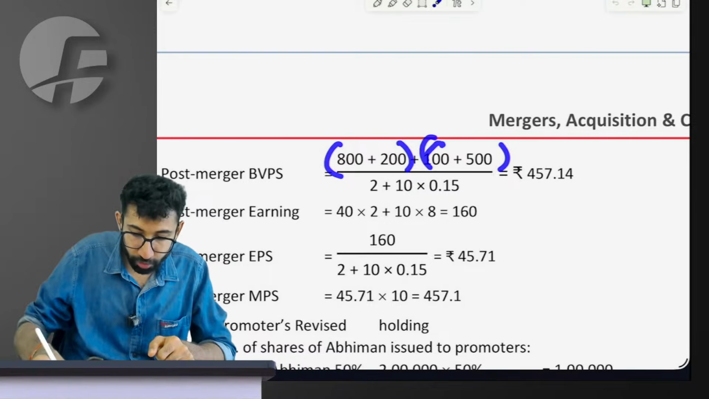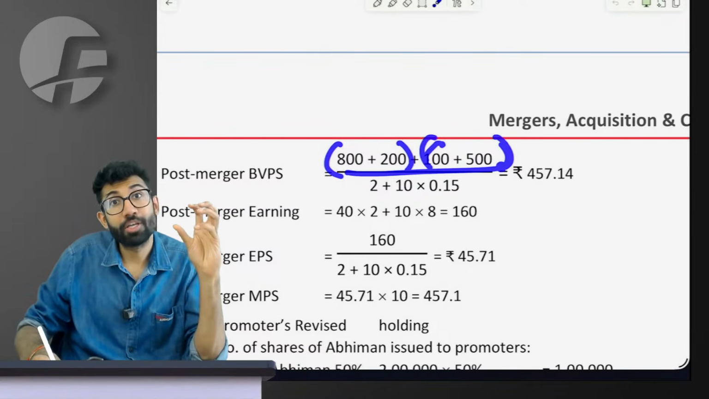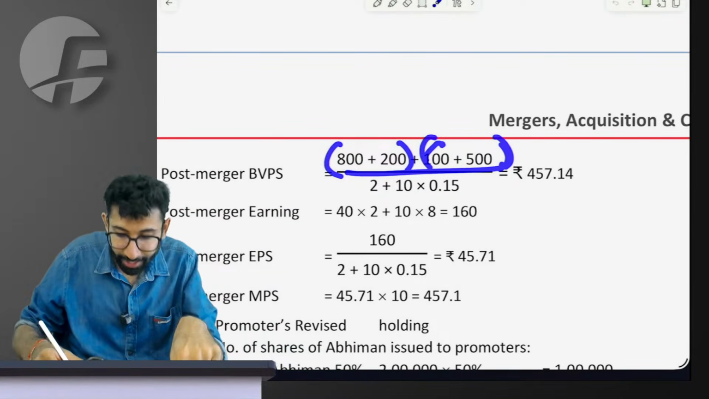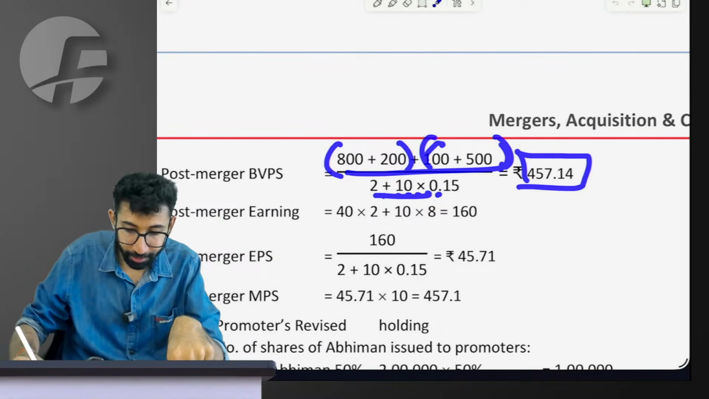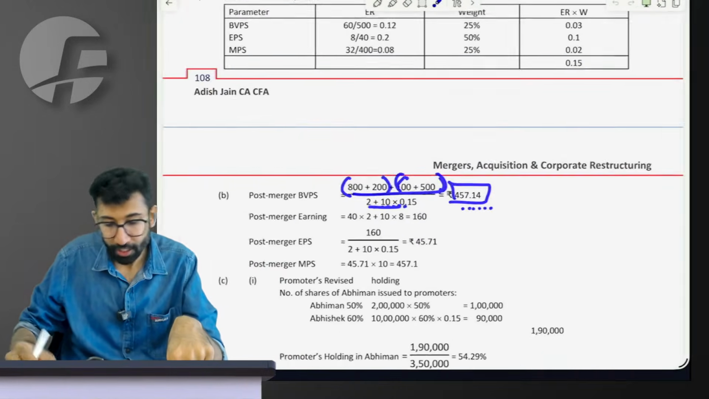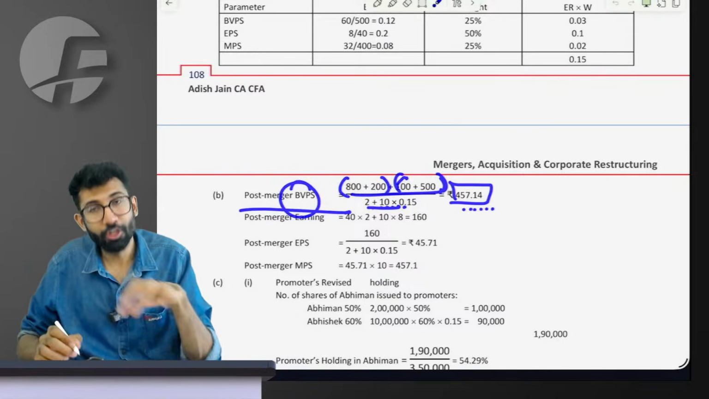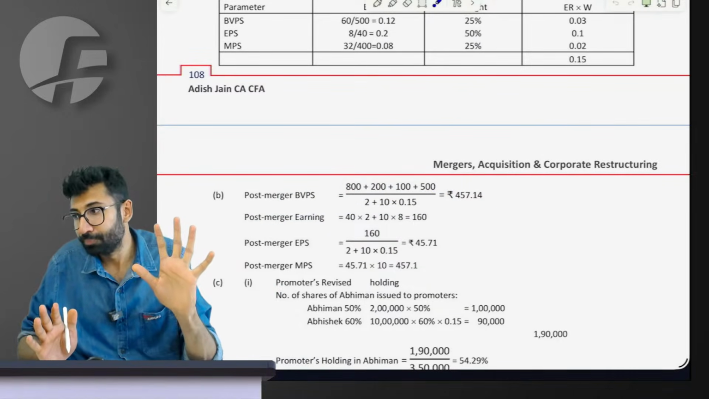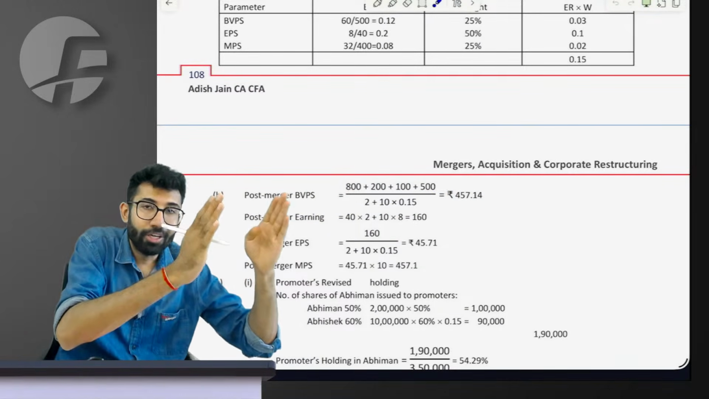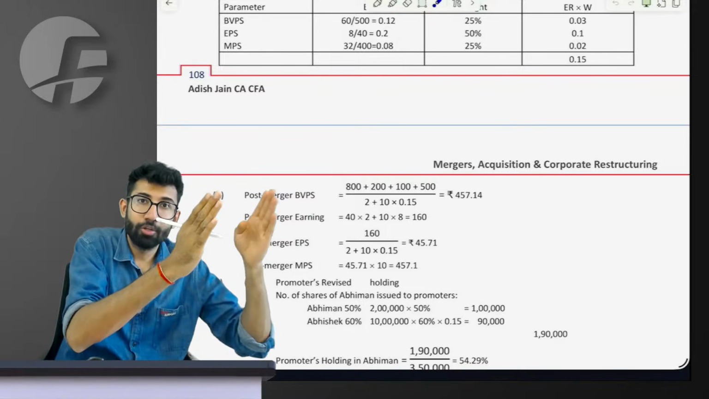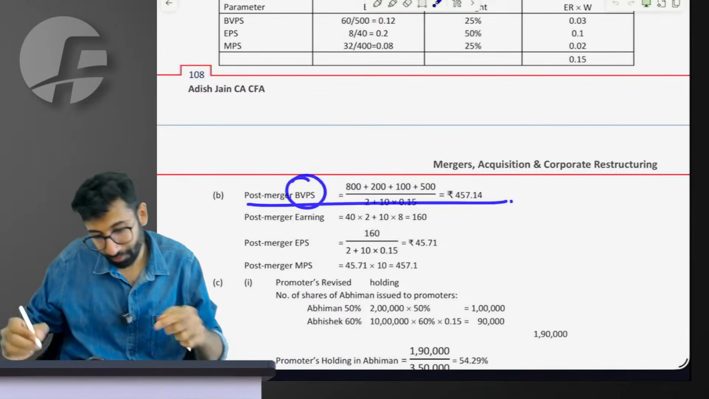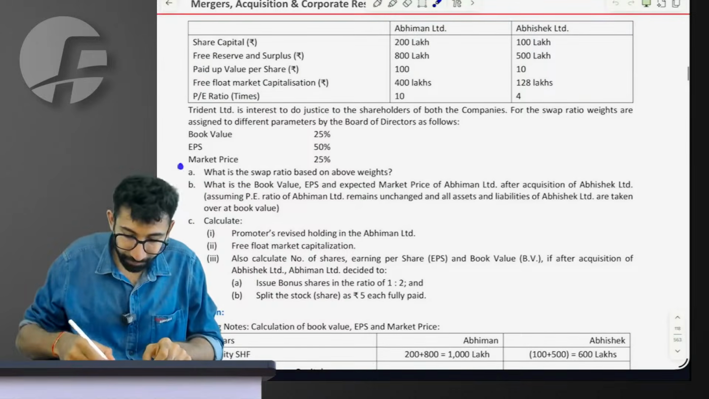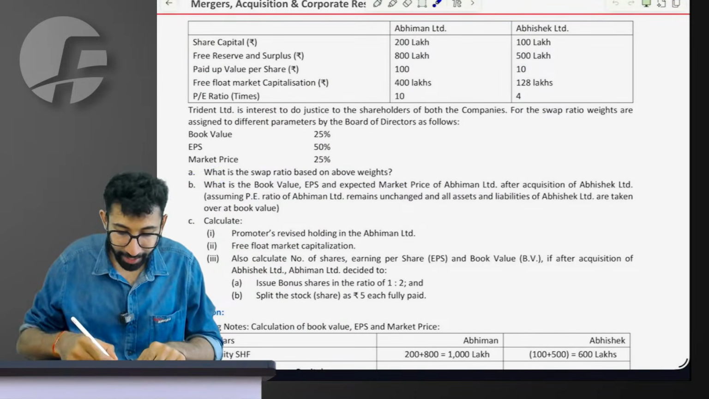So post-merger equity shareholder fund divided by the post-merger number of shares gives me this. So the book value per share becomes 457.14. Is there a particular formula for post-merger book value per share? No. Post-merger equity shareholder fund divided by the post-merger number of shares gives me the post-merger book value per share. All right, everyone, the second part is done.